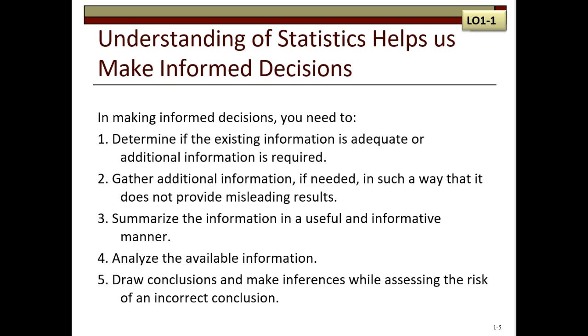As a decision maker, you will need to make informed decisions. In order to do this, you will need to determine whether the existing information is adequate or additional information is required, gather additional information if it is needed in such a way that it does not provide misleading results, summarize the information in a useful and informative manner, analyze the available information, draw conclusions, and make inferences while assessing the risk of an incorrect conclusion. The statistical methods presented in the text will provide you with a framework for the decision-making process.